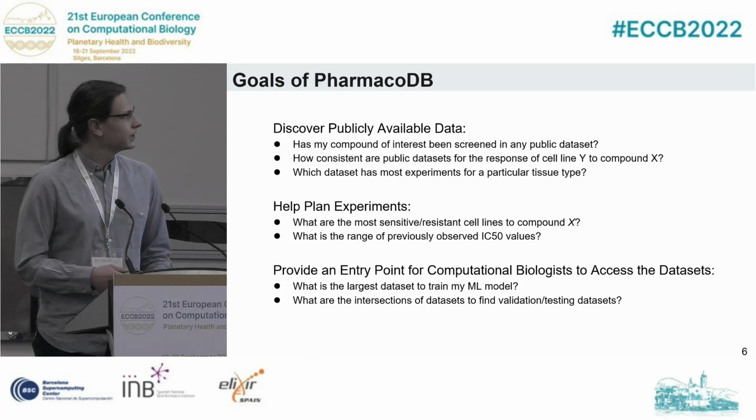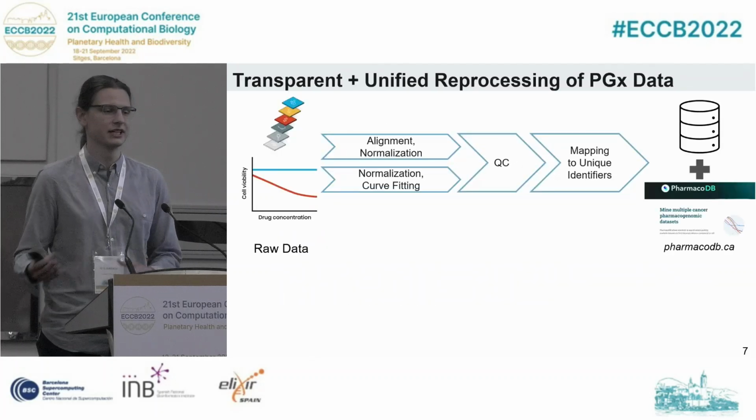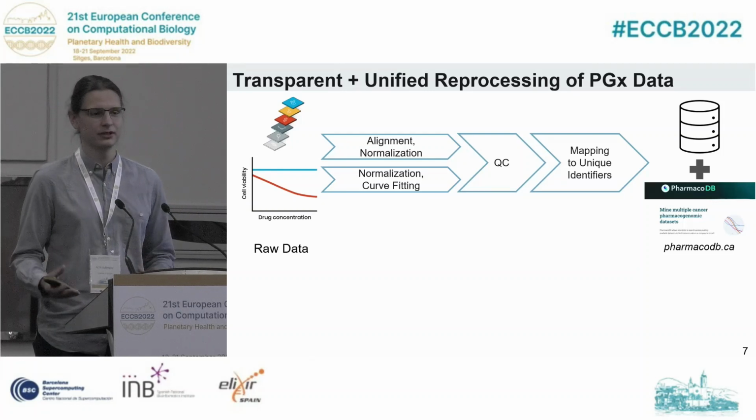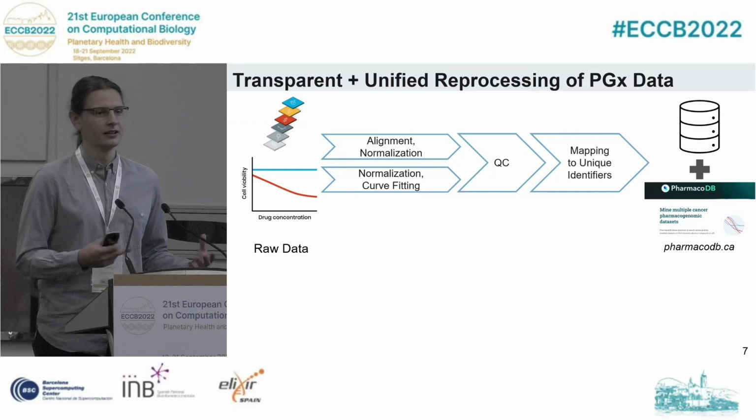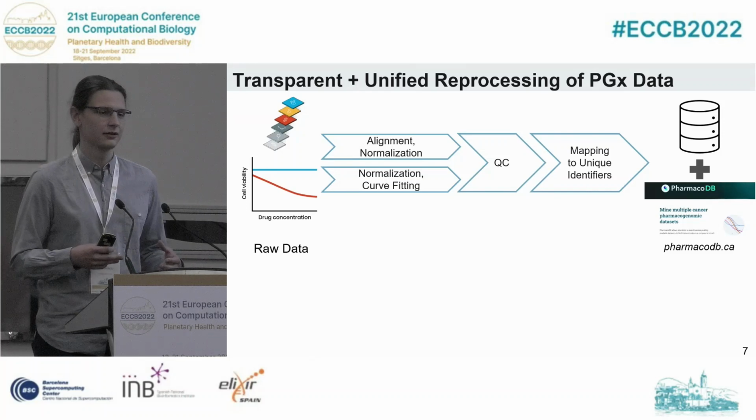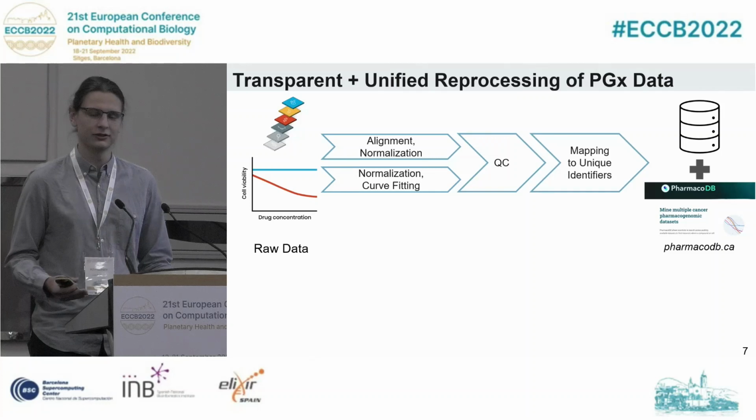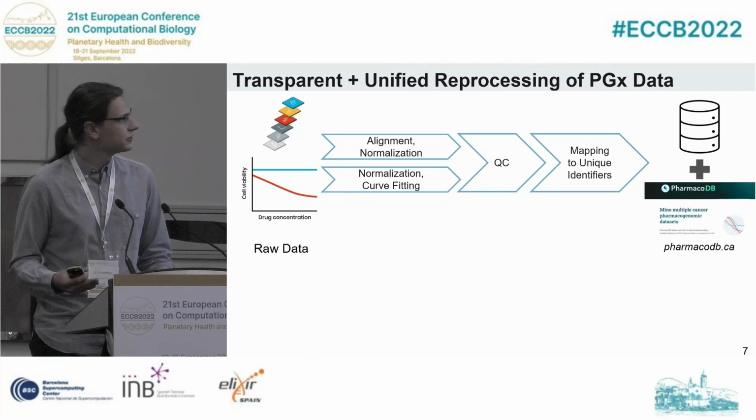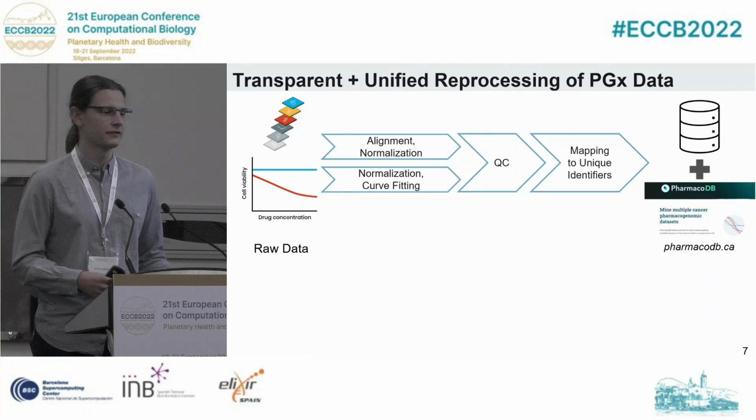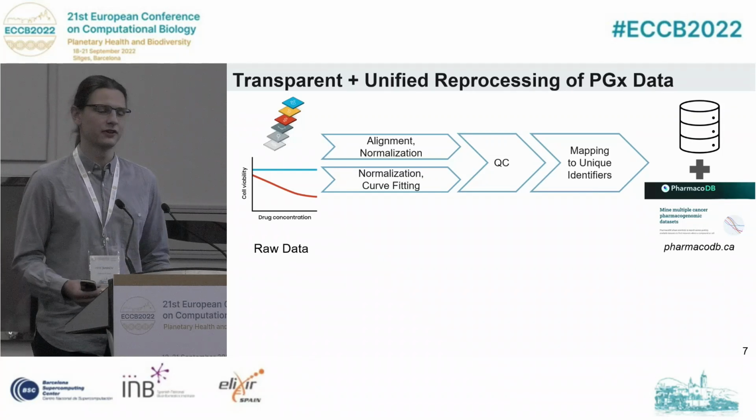And so what we ended up doing was we went to the original study publications, to data repositories, we contacted the authors of these studies, and tried as much as possible to get the raw data for all the data that's been published. We pass it through a unified alignment, normalization procedures, curve fitting. We do quality control on the results that we generate, and then we map to unique identifiers. More on that on the next slide. And that goes into a database which we call PharmacoDB.